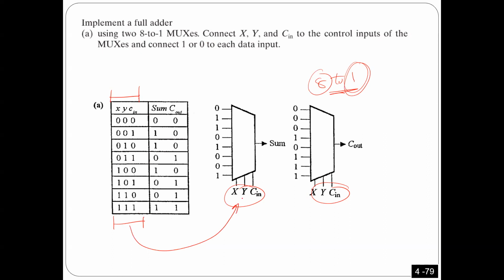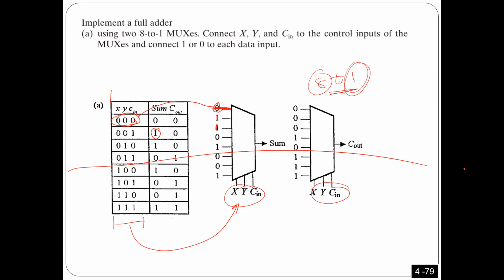I just copy all of them here, and then when the input is 0, 0, 0, the output has to be 0, so I just put 0 here. When it is 0, 0, 1, the output is 1, so I'm going to put 1 here. When it is 2, it's going to be 1, and so on. I just copy this one here. So for every entry here, we're going to have 1 input here.